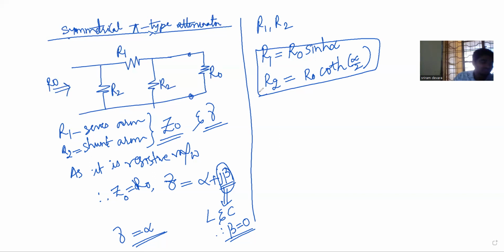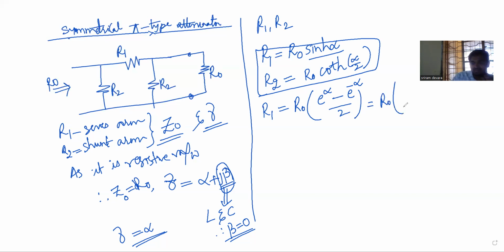Then, as we know, sinh alpha can be written in exponential form. Therefore R1 is equal to R0 into (e power alpha minus e power minus alpha) by 2. Further, this can be written like this, e power alpha.